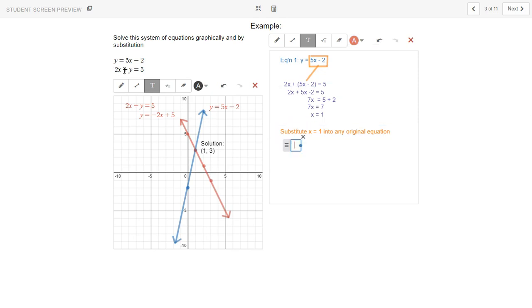I'm going to use equation 1. So y is equal to 5 times 1 minus 2. We have y is equal to 3. Now, what that tells us is we now have a solution. Our solution is given as an xy coordinate. So we know that x is 1, y is 3. So we have the coordinate of 1, 3. We have exactly the same solution, but done two different ways.